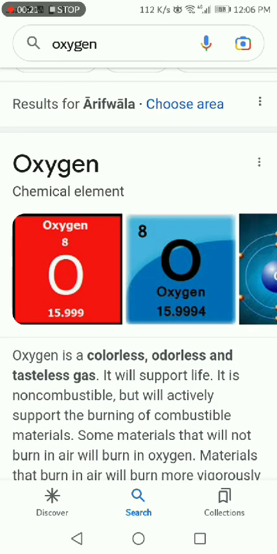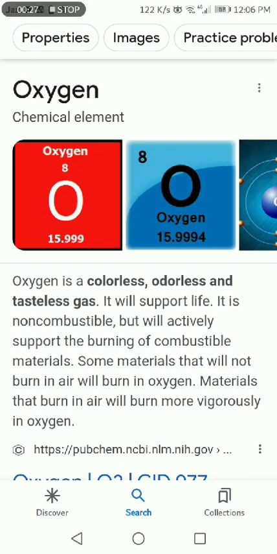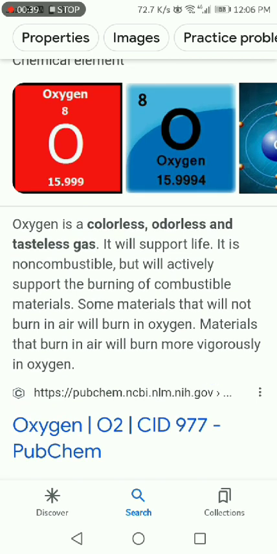Oxygen is a colorless, odorless and tasteless gas. It will support life. It is non-combustible but will actively support the burning of combustible materials. Some materials that will not burn in air will burn in oxygen. Materials that burn in air will burn more vigorously in oxygen.